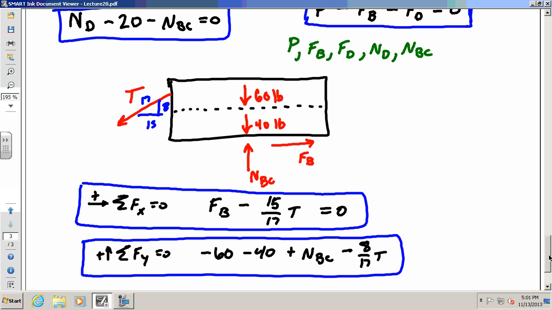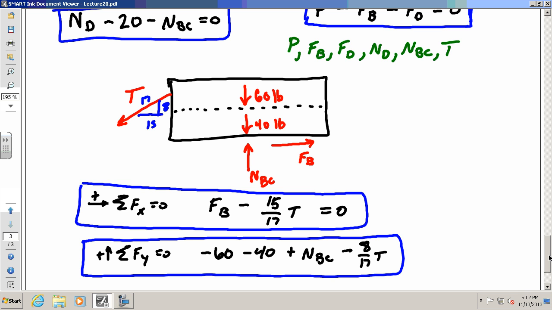Now, by doing the top part, how many more unknowns have I introduced? One more unknown. Notice T. So now my set of unknowns has 6. I have written them in green there: P, FB, FD, ND, NBC, and T. I've introduced one more unknown, the rope. How many more equations have I introduced? 2. So how many equations, how many unknowns do I have? 6 equations, 6 unknowns. I can solve it.